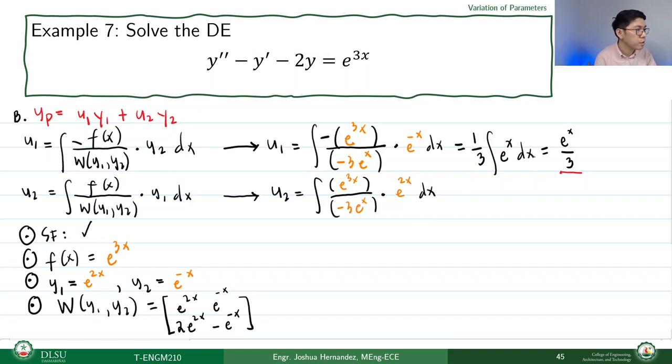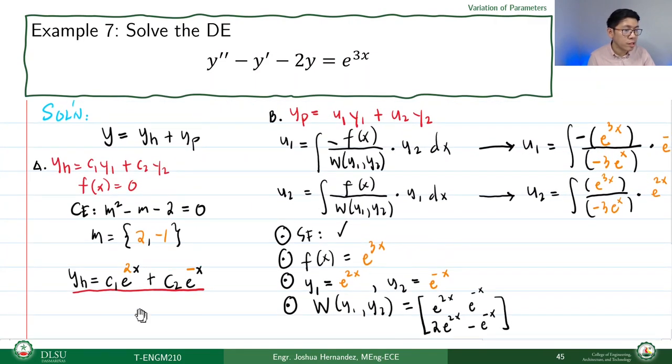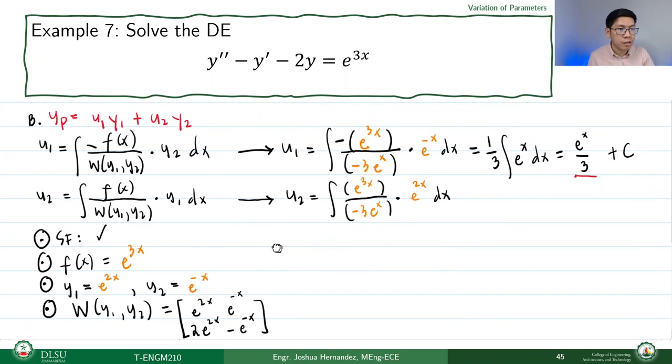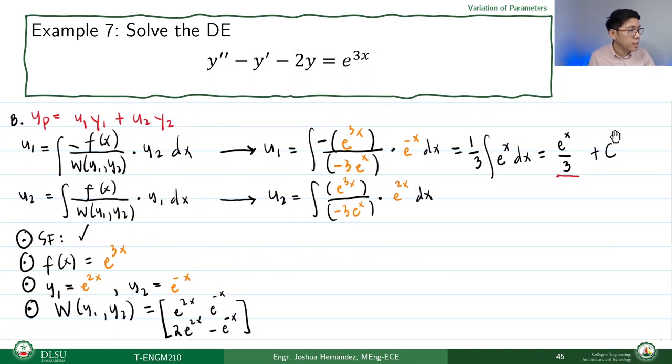Now, you may question: wait, sir, didn't we integrate here? Then there should be a plus c. Actually, that is correct, there should be a plus c. But later on, you will understand that when it is added to the homogeneous solution, which also has constants c sub 1 and c sub 2, it will just be absorbed by our c sub 1 and c sub 2. That is why, for convenience and less confusion, we do not add the plus c, because it will be absorbed by our homogeneous solution.